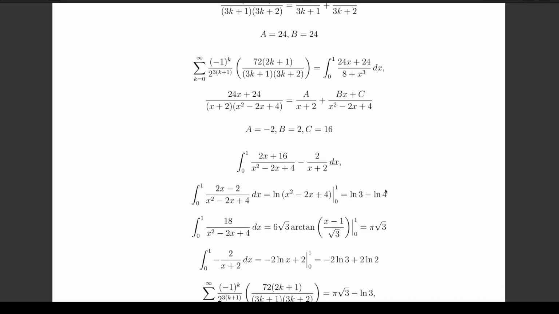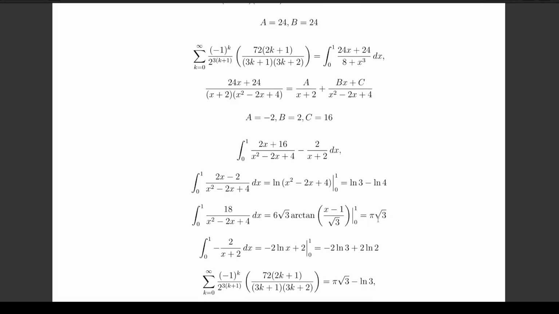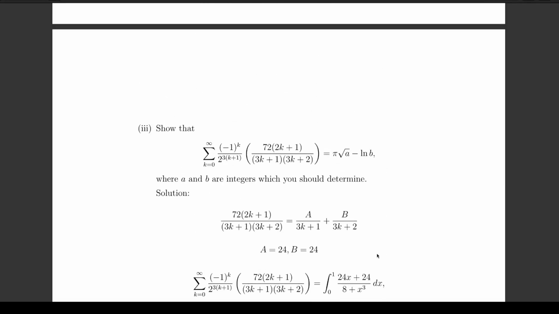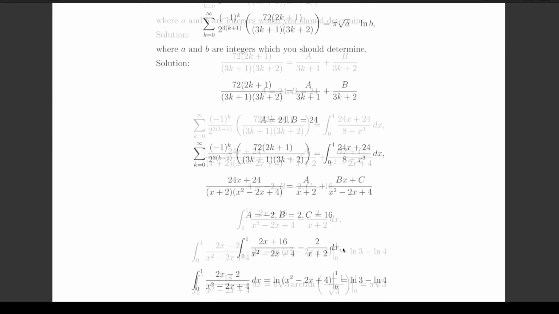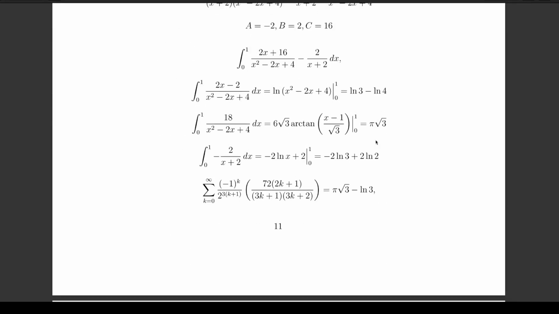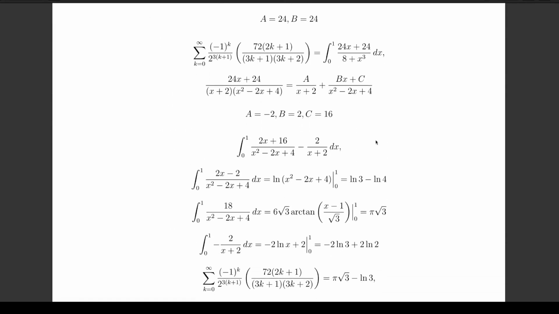So this minus ln4 will cancel out with plus 2 ln2, and then we have ln3 minus 2 ln3, so we should get minus ln3, and then the other term is pi root 3, right? We get pi root 3 minus ln3, and that should be in the form of what they wanted, right? So a is just 3, and b is 3 as well. Yep, and that's the whole question.